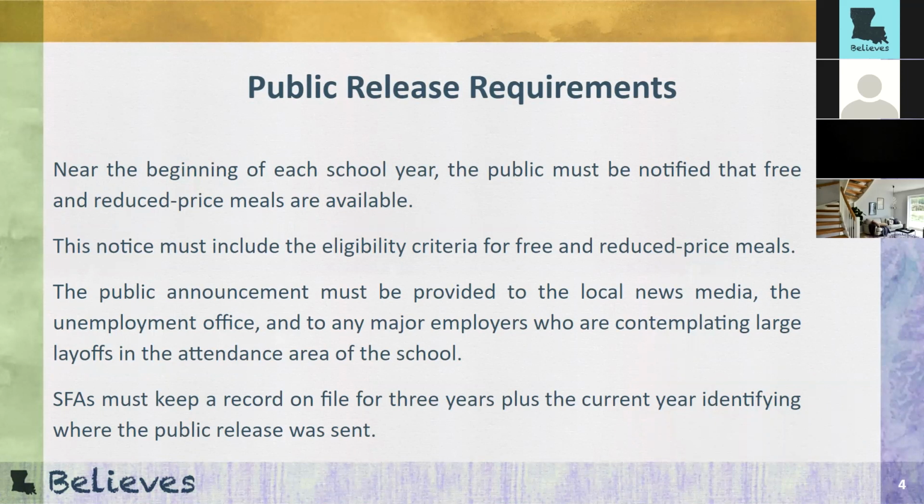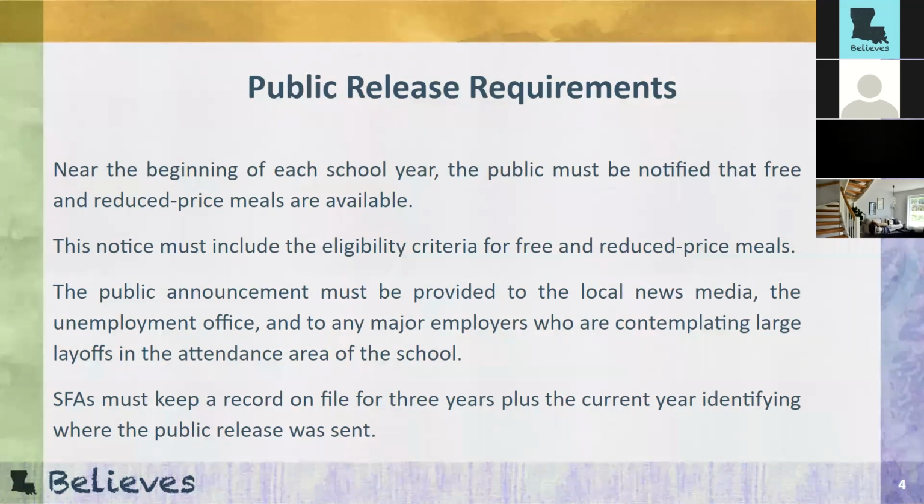This first part is the general public release requirements. This is not specific to this school year. This is just what is required for the National School Lunch and School Breakfast programs all the time. Near the beginning of each school year, the public must be notified that free and reduced price meals are available. Most of you are very familiar with this requirement. This notice must include the eligibility criteria for both the free and reduced price meals, so it's important to include the income eligibility guidance for both free and reduced.